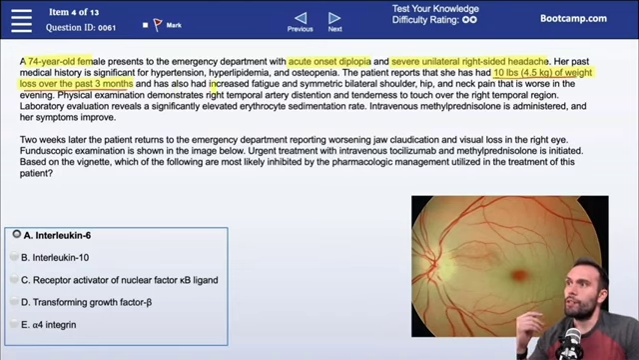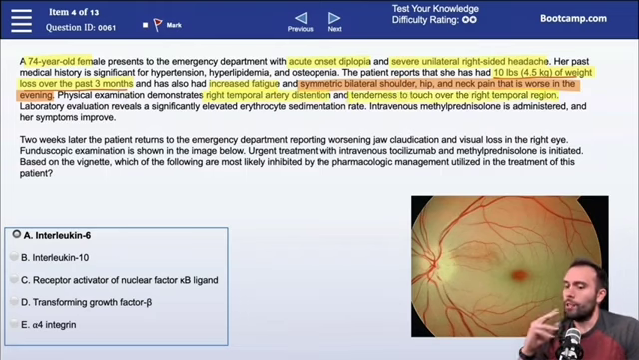She has also had increased fatigue and symmetric bilateral shoulder, hip, and neck pain that is worse in the evening. Okay, that's interesting. Kind of sounds a little bit like polymyalgia rheumatica, right? This could be GCA. Let's keep reading here. Physical examination reveals a right temporal artery distension and tenderness to touch over the right temporal region.